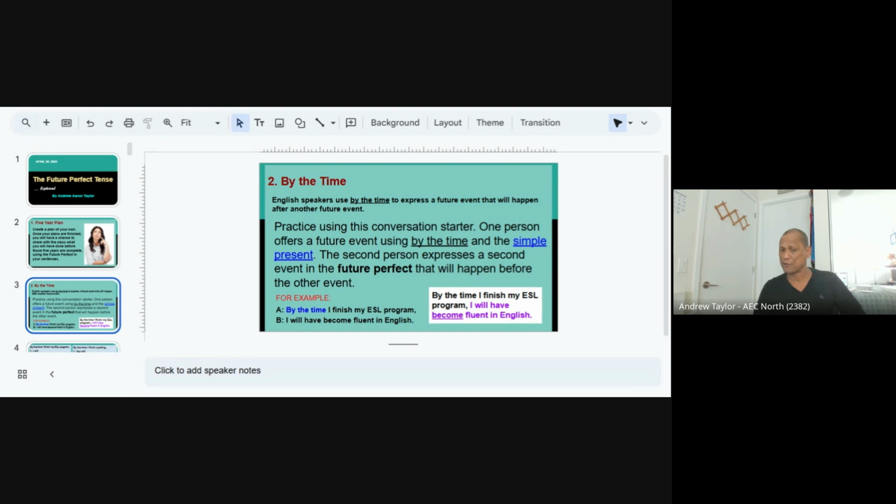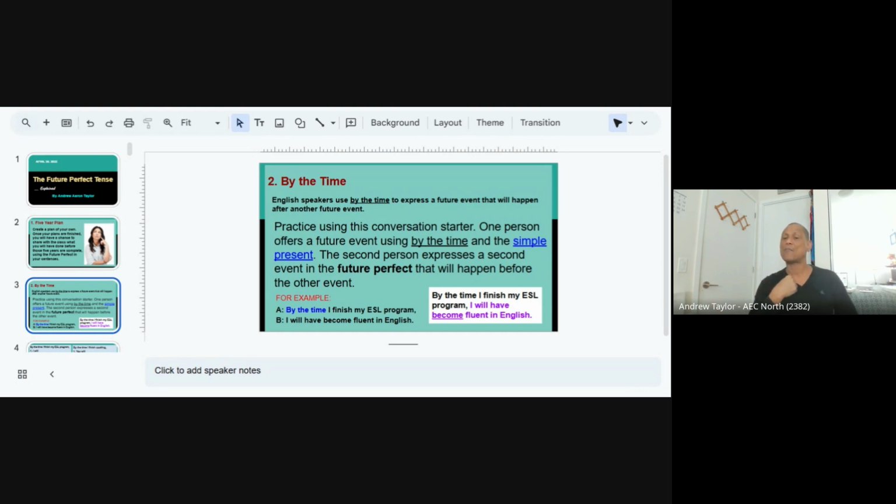One person offers a future event using by the time and the simple present. The second person expresses a second event in the future perfect that will happen before the other event. For example, A: By the time I finish my ESL program, B: I will have become fluent in English. I will repeat. By the time I finish my ESL program, I will have become fluent in English.